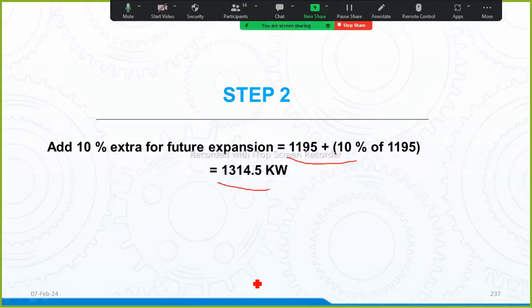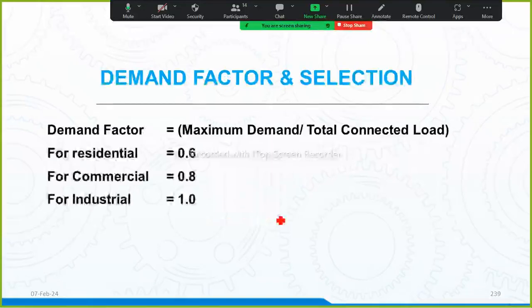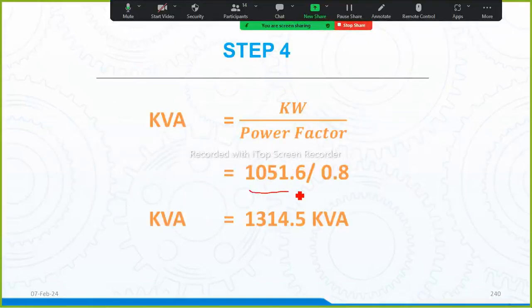Step 3: calculate the maximum demand based upon the demand factor of the building. Same as before, I took a commercial building with 0.8. I got the maximum demand as 1051.6. Now based upon this demand, I need to calculate the kVA. So what is the next formula? kVA is equal to kW divided by power factor. So when I take kVA equal to kW by power factor, I got 1314.5 kVA.